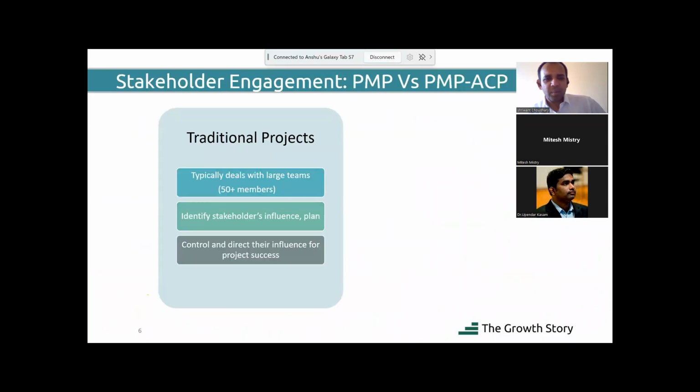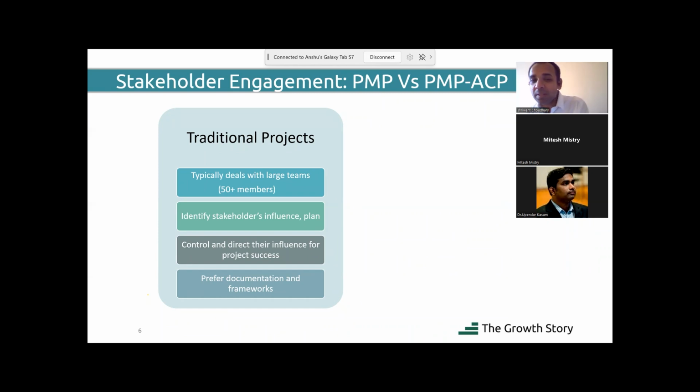So we have traditional projects with 50 plus members. We may forget some people who have more power and influence on the project, and that one miscommunication may create problems for the project success, right? Therefore, we prefer frameworks, we prefer documentation, we prefer planning the engagement, right? Formal planning we prefer.